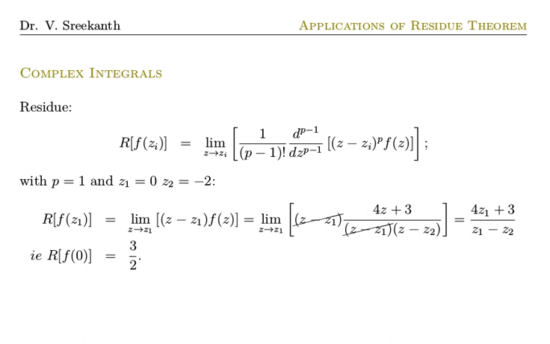Now you can see for z1 you can find the residue just using the formula, and with the easy cancellation you will get (4 z1 plus 3) by (z1 minus z2). Now you substitute the values of z1 and z2 there, and you get the residue of f at 0, which is nothing but 3 by 2. Similarly, you can do the calculation for the residue of f at z2, and it will turn out to be (4 z2 plus 3) by (z2 minus z1), and that will be nothing but 5 by 2.